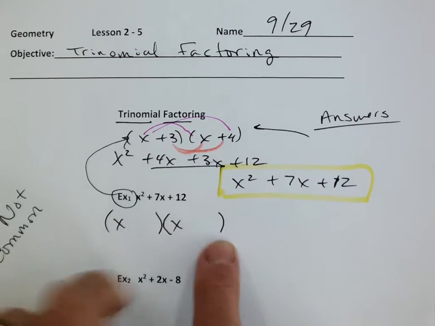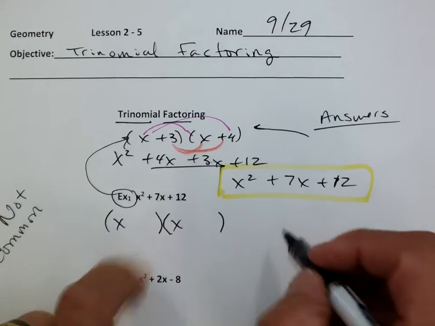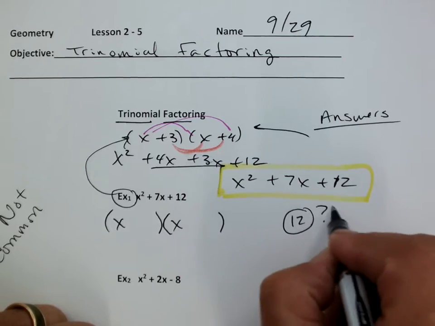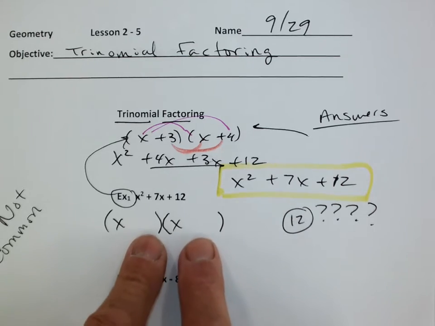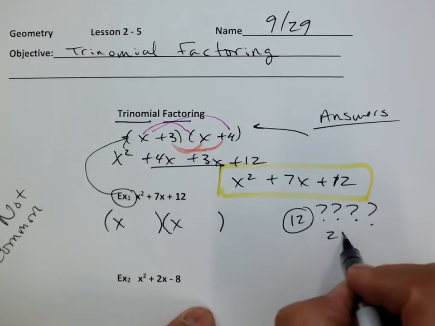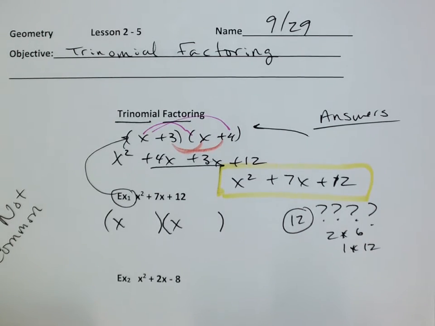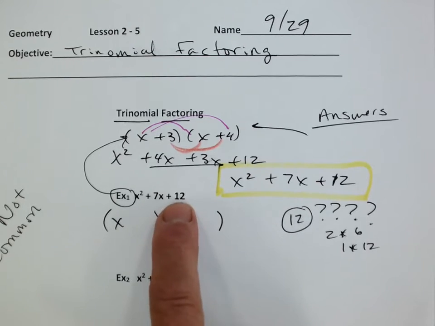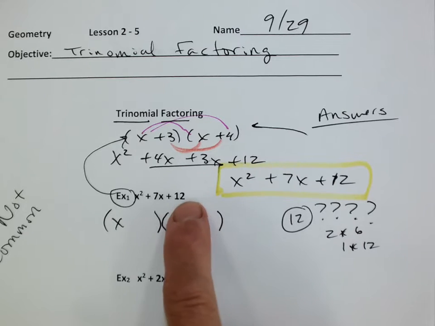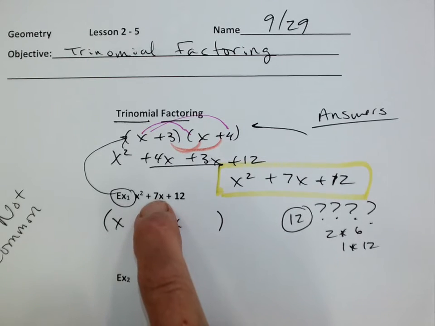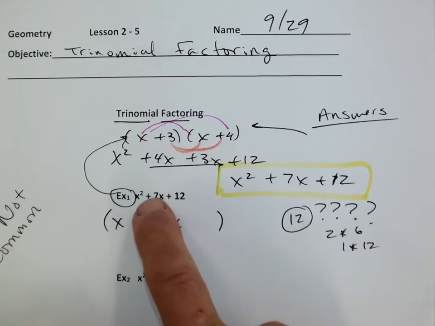The next thing we do is find something that's going to make 12. What are the multiples of 12? Well, obviously a 3 and a 4 would work, but so would a 2 and a 6, and so would a 1 times a 12. We want the multiples of 12 that will add up to 7. I'll say that again: we want the multiples of the last number that add up to the middle number.